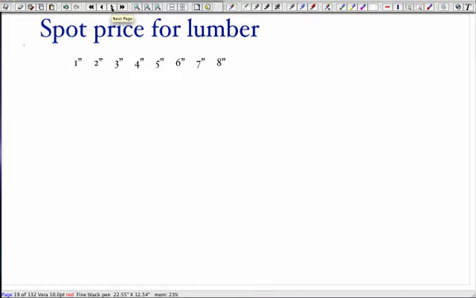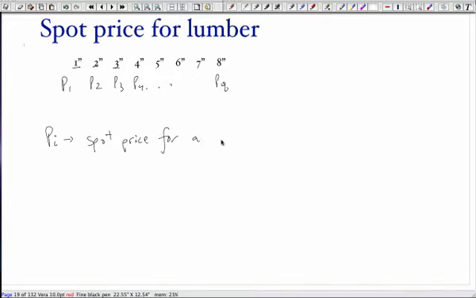And the hedge fund approach to this would be, let's first investigate the spot market price for lumber. So for example, there are prices for 1-inch boards, 2-inch boards, 3-inch boards, etc. Let's call this P1, P2, P3, okay? So Pi is basically the spot price for an i-inch wide slab of lumber.